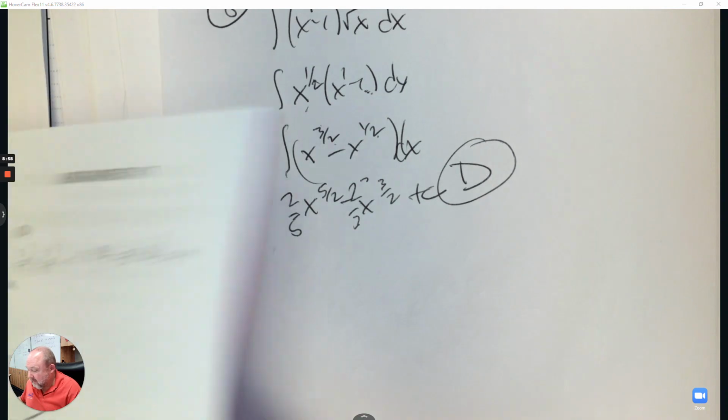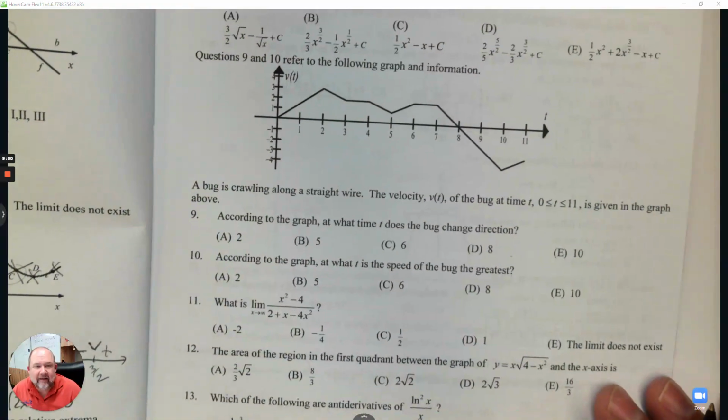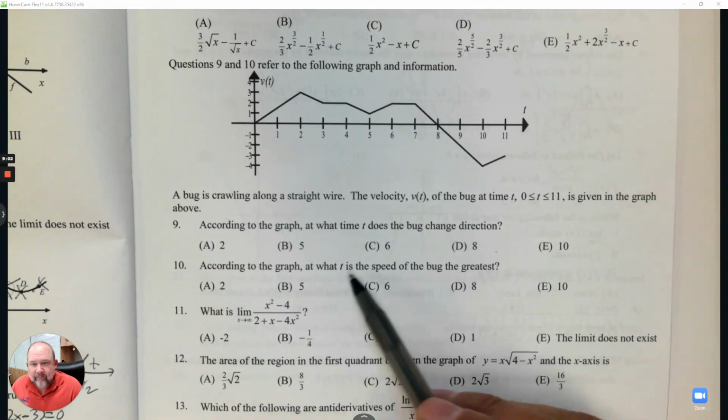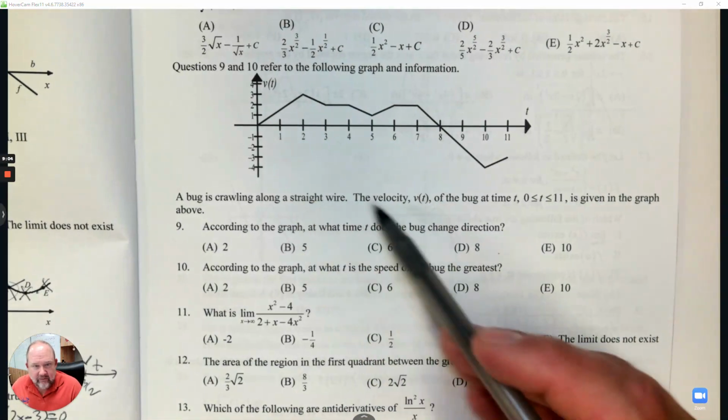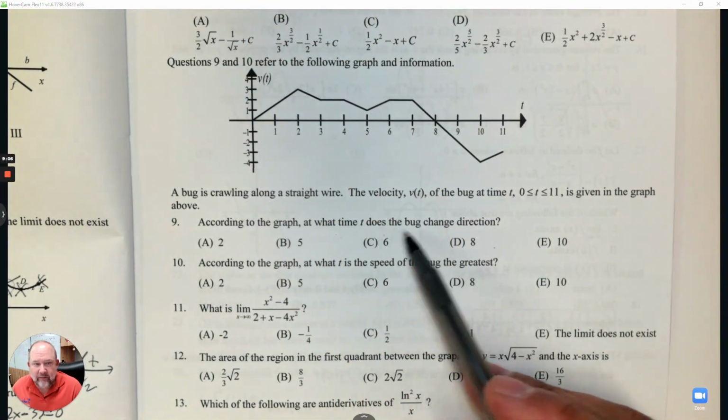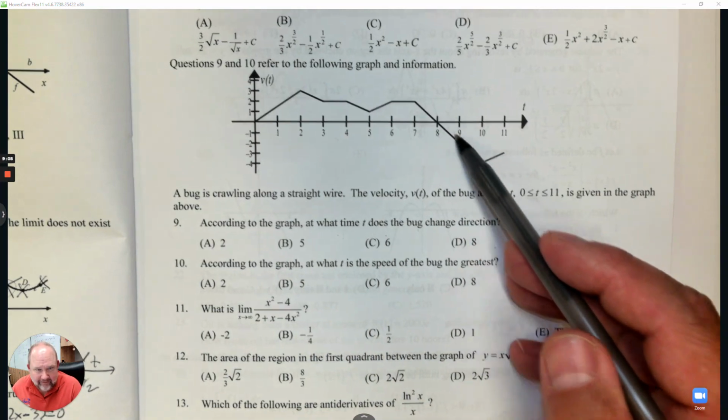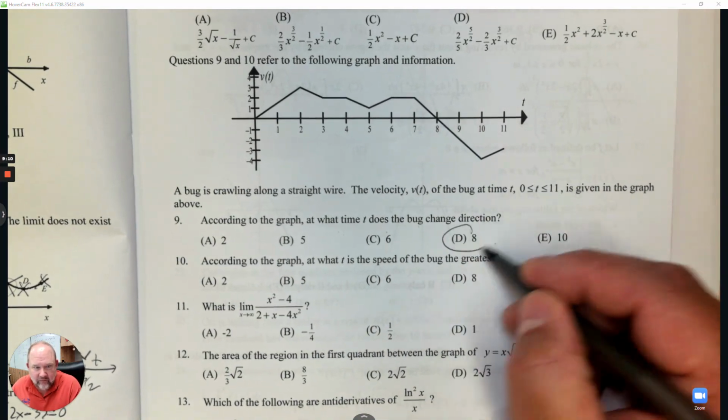See if I can do that here. So it has a graph for number 9. I like little graphs. So this is velocity. So according to the graph, at what time does the bug change direction? Well, when the velocity changes signs, obviously. So the answer is that.